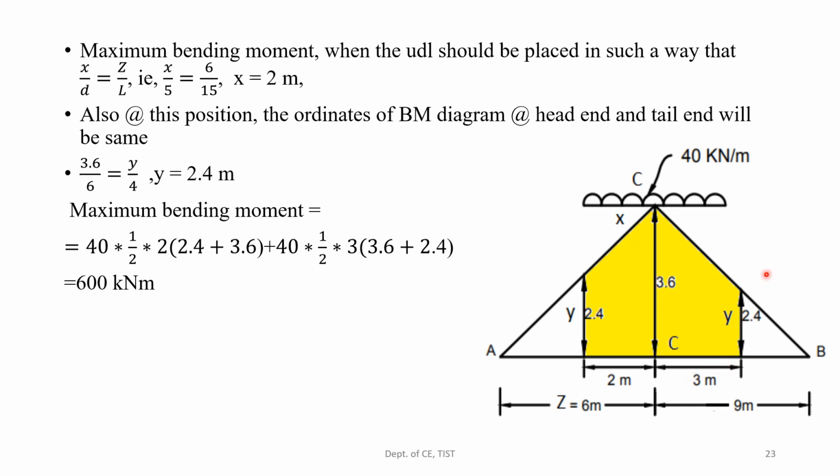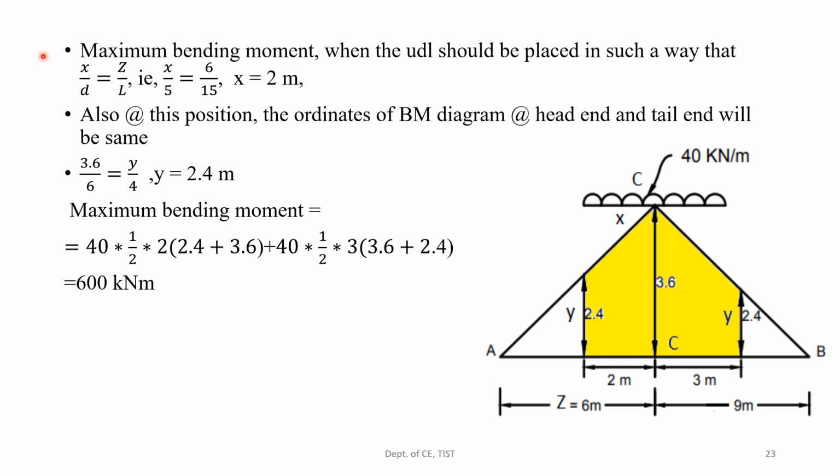Just mark the shaded area. Find the area of this shaded area and multiply by the intensity of load, which will give the value of maximum bending moment. Here you can see the two trapeziums. By finding this ordinate by taking the property of similar triangles, that means 3.6 divided by 6 is equal to y divided by 4, which implies y is equal to 2.4 meter.